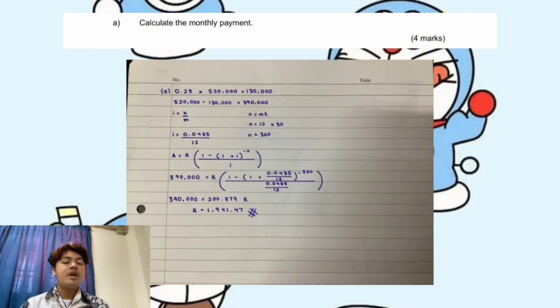So in the formula, 390,000 ringgit equals R, 1 minus in bracket 1 plus 0.0435 over 12 to the power of negative 360, over 0.0435 over 12. Then you will get 390,000 equals 200.879 R. To get R, you need to divide 390,000 by 200.879. Then you will get the final answer, R equals 1,941 ringgit 47 cents. So that's how you answer this question.